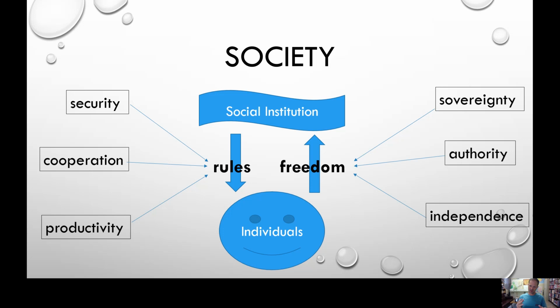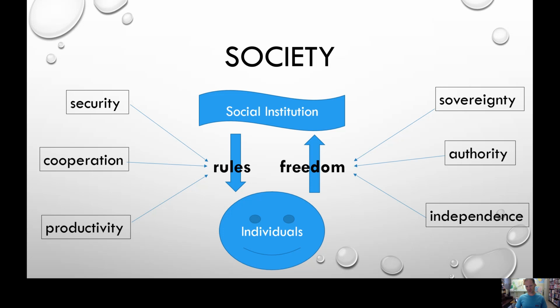So if we look at the connection between individuals in society, then what we do is we create these kind of social institutions in society. And the purpose of these social institutions is to help us to cooperate. But of course, we have to give some of our freedom, give some of our sovereignty to these institutions. And in exchange, we get these rules. And of course, these rules help us to cooperate.